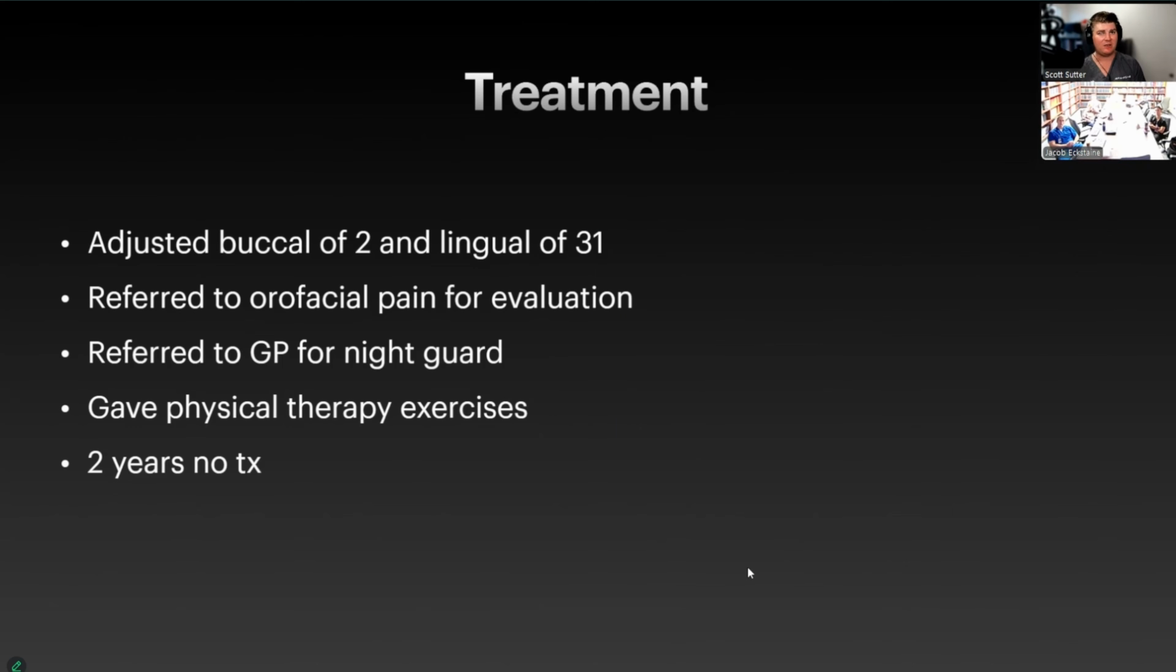We adjusted the buccal of upper and the buccal of 2 and the lingual of 31. She was bad enough and her joint was starting to cause some pain that I did send her off for an evaluation. I don't think she ever went because she felt better after this. Talked to the general dentist that she could probably benefit from an anterior-only night guard. We gave her those physical therapy exercises. I'm happy to say this was over 2 years ago that I saw her, and we still have no treatment on her.